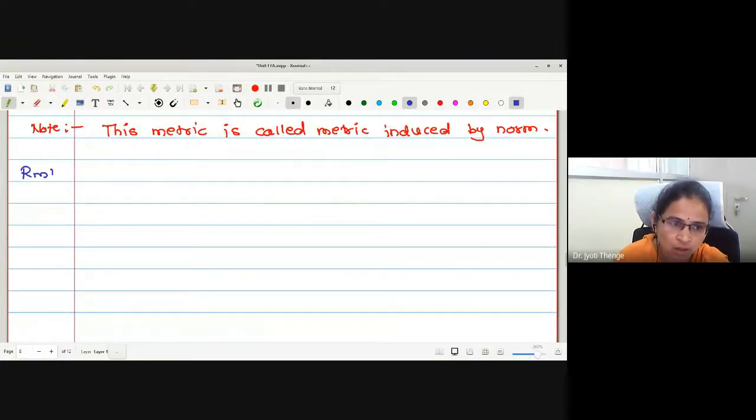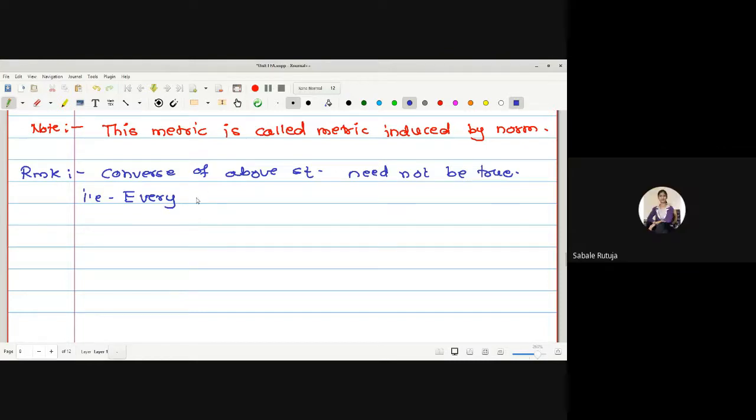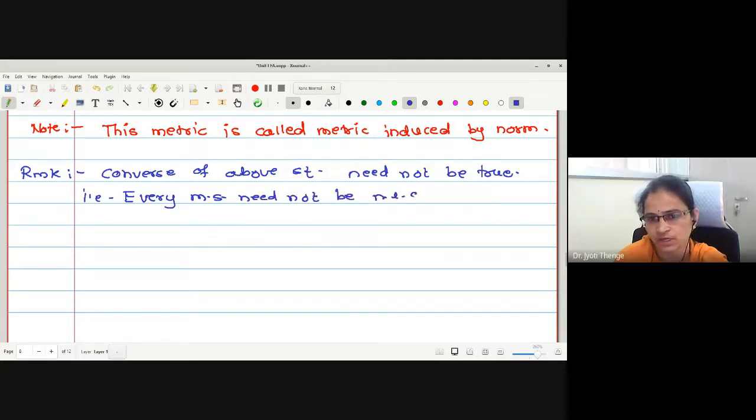Now let me write a remark. Converse need not be true. Converse of the above statement need not be true. That is, every metric space need not be a normed space, need not be a linear space.